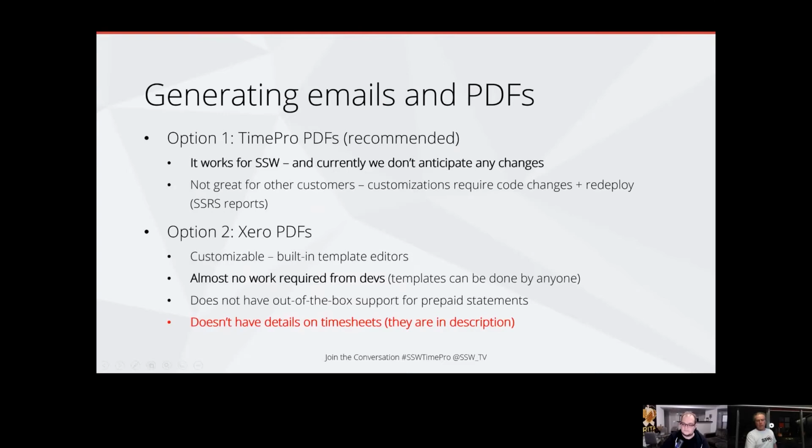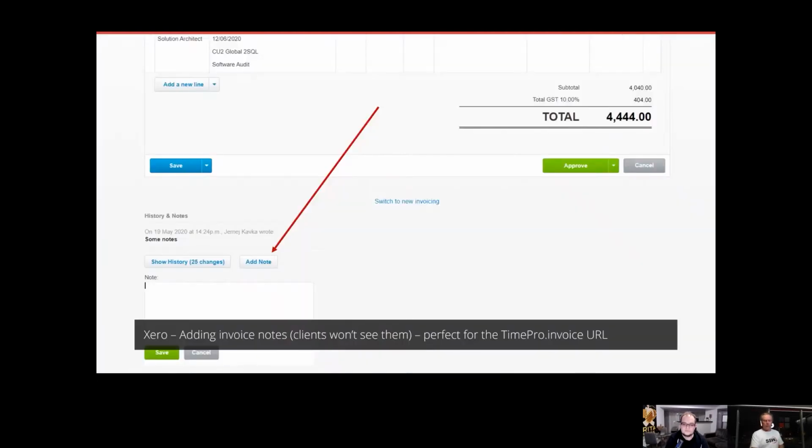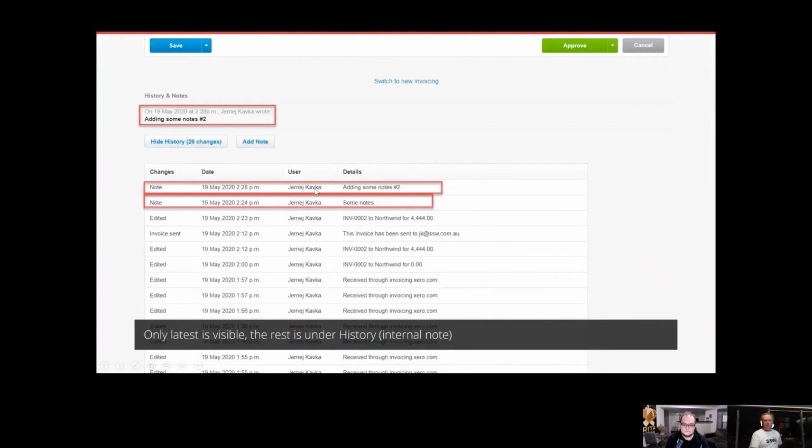Customers that use this will be able to use the TimePro PDF, or they could use the Xero PDF if they like, okay? But it doesn't have all the nice details on descriptions. I think that matters. So if you wanted to add notes into Xero, because TimePro supports internal notes and external notes, how do you do the same thing in Xero? You can press add a note.